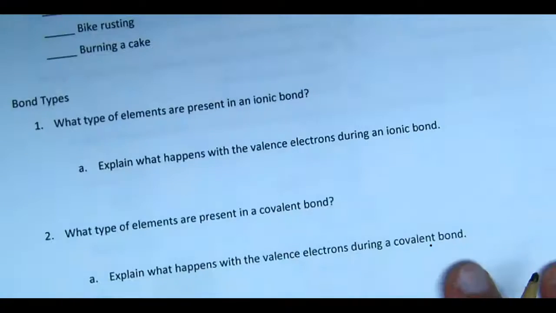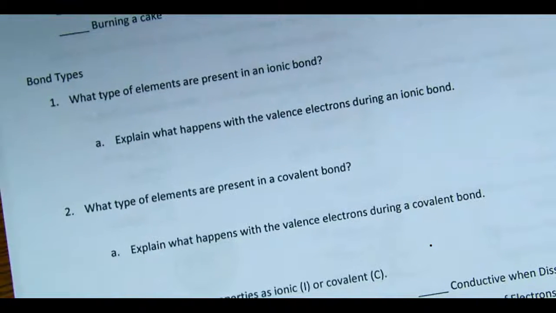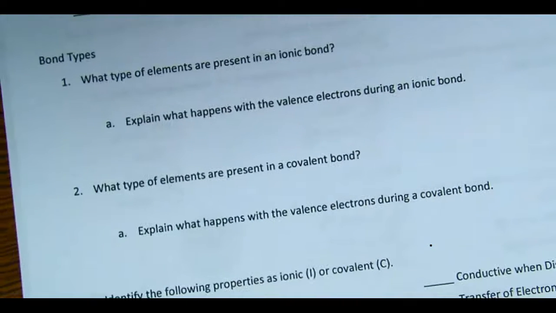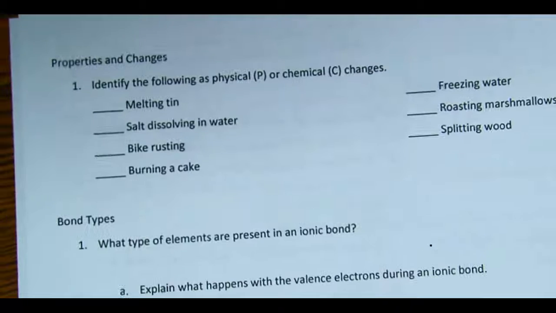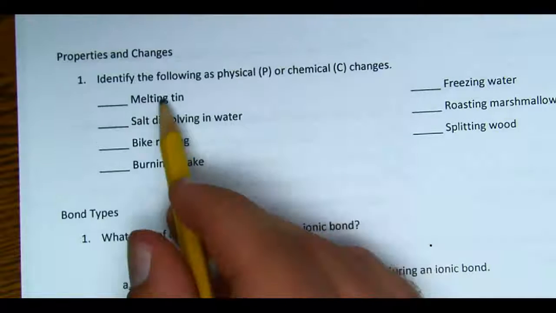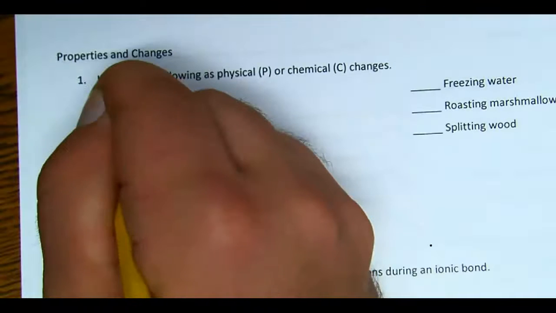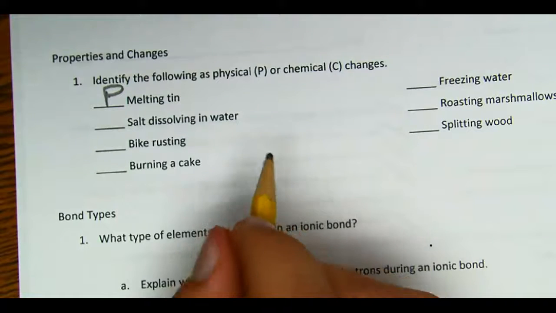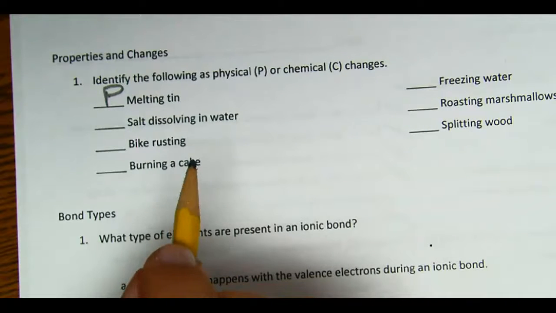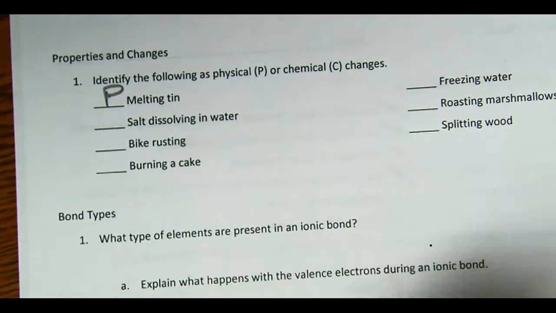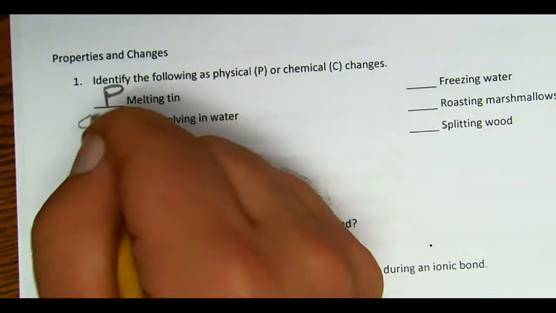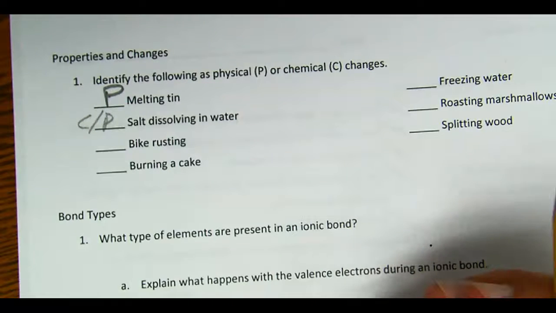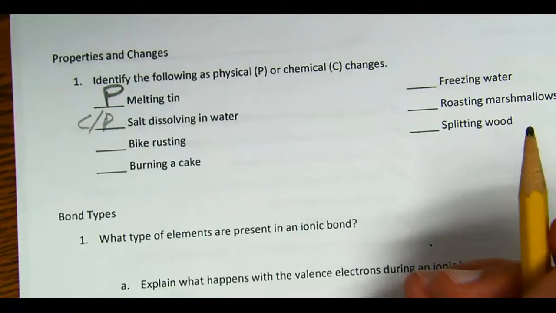Okay. All right. Physical, chemical changes. Now, some of these might be both. Some of them might be both. All right. Let me scroll that down a little bit. All right. Melting tin. That is definitely physical. Salt dissolving in water, becoming salt water. That can be chemical or it can be physical. So whatever you put, I'd count it correct.